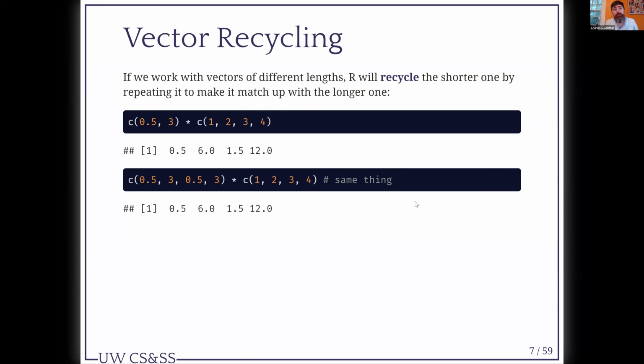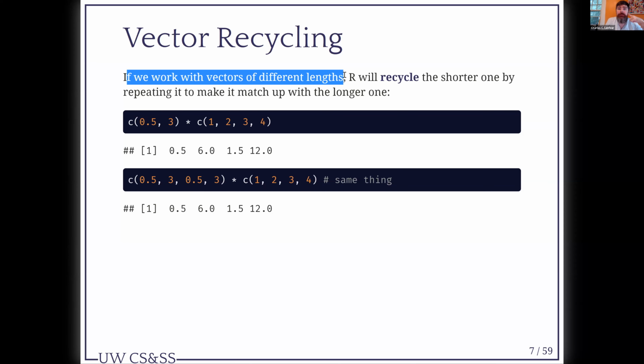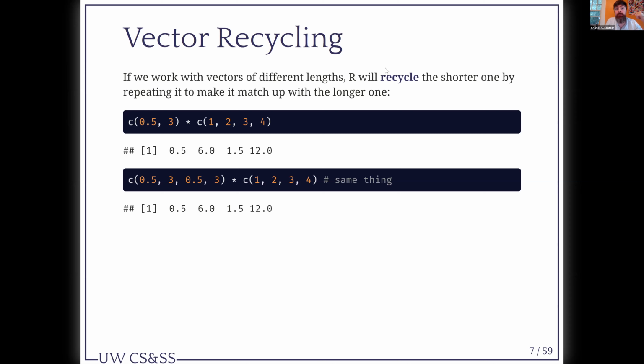Something that has been happening every time we do an operation with vectors in R, that you probably haven't even noticed or had to think about, is vector recycling. If we work with vectors of different lengths, R will recycle the shorter one by repeating it over and over again until it is the same length as the longer one. So if I take the vector 0.5 and 3 and multiply it by 1, 2, 3, and 4, it's going to multiply 0.5 by 1, 3 by 2, then go back to the beginning of the shorter vector, 0.5, multiply it by 3, and multiply 3 by 4.